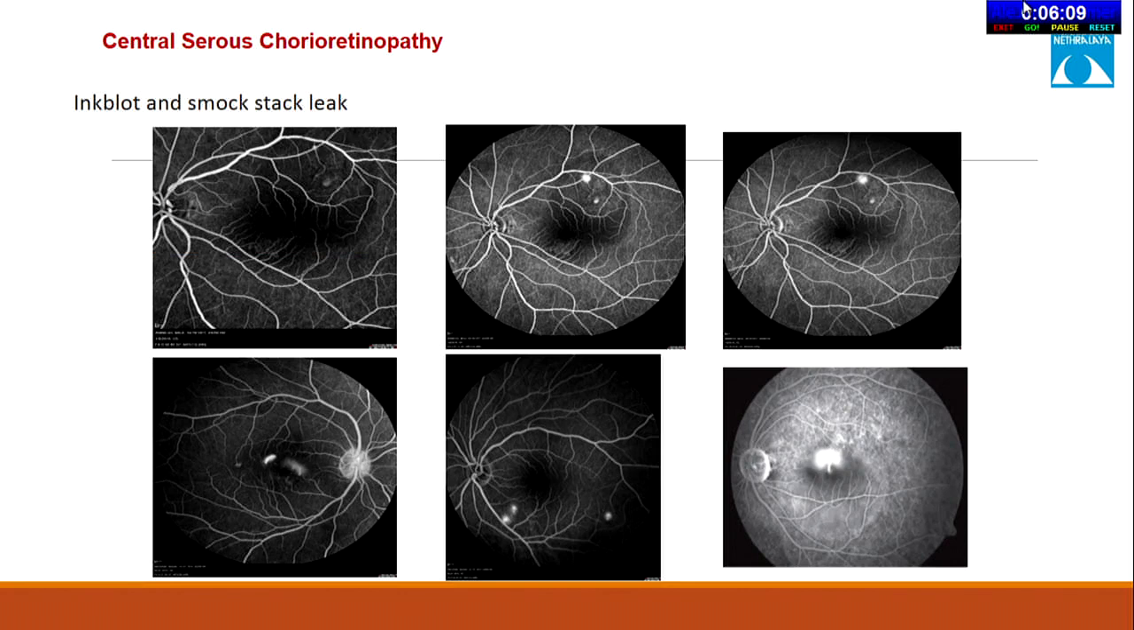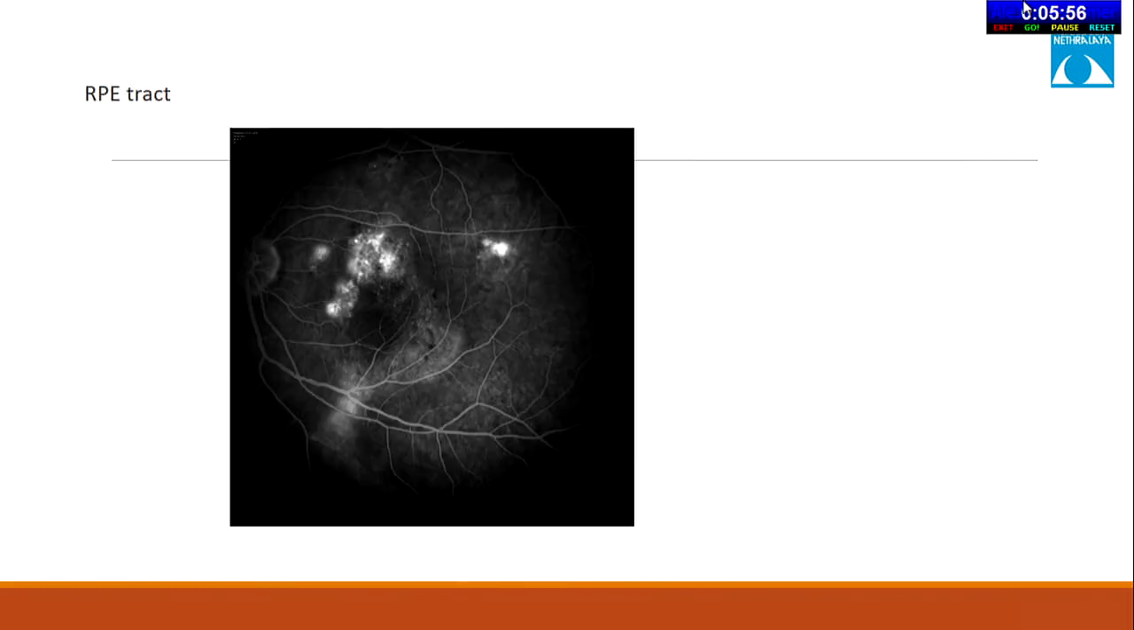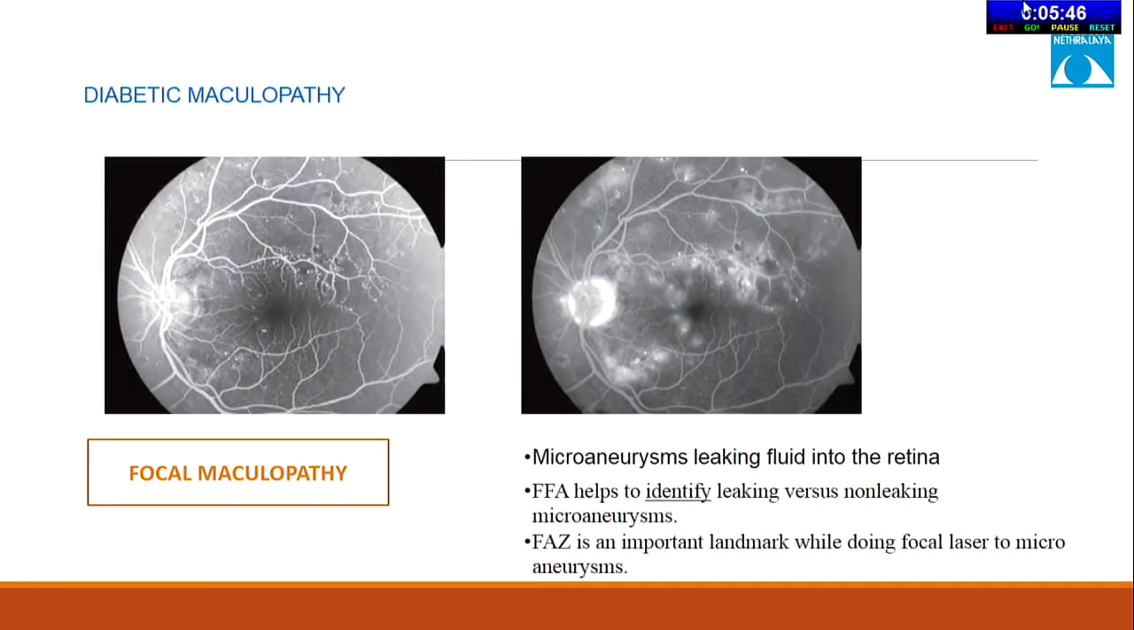In central serous chorioretinopathy, there can be leaks in a blot or smokestack pattern, which progressively increase in size and intensity throughout the angiogram. And there is an RPE tract of transmission defect, which will keep decreasing in intensity as the phases of the angiogram progress. Diabetes is a common disease. It can present with maculopathy or proliferative retinopathy.